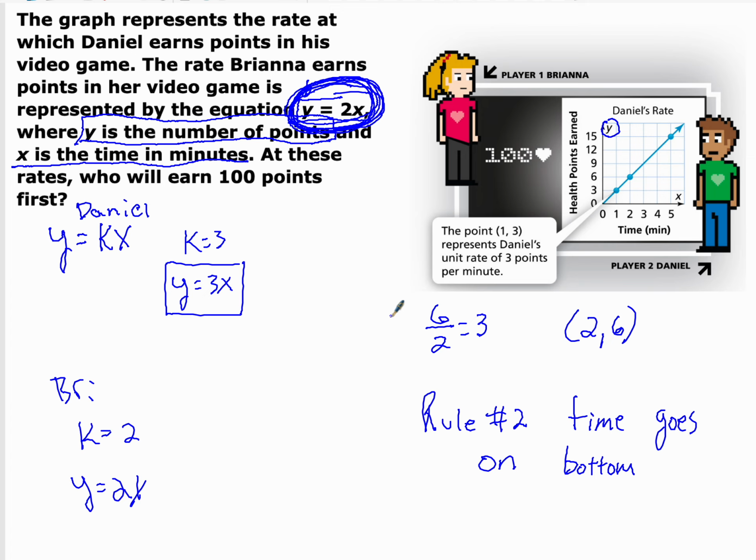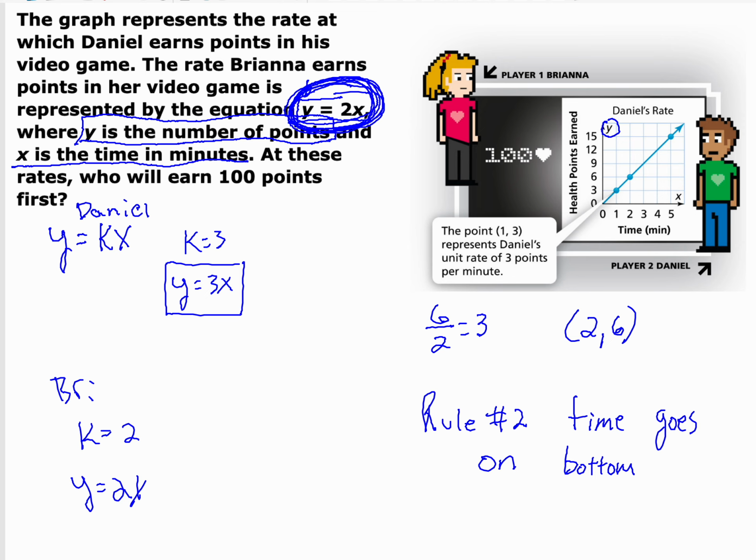Okay. All right. So we learned a lot on that slide, or remembered a lot from math 2 at least. The k value is going to be very important for what we're doing the next couple of lessons. Rule number 2, time goes where? On bottom. What's rule number 1? Money goes on top. All right, there we go.